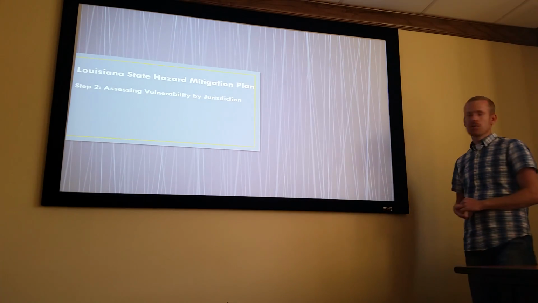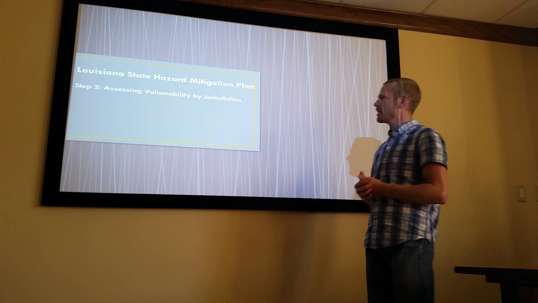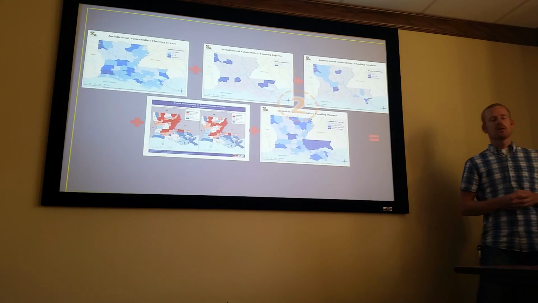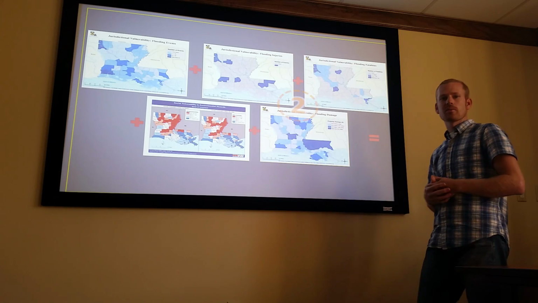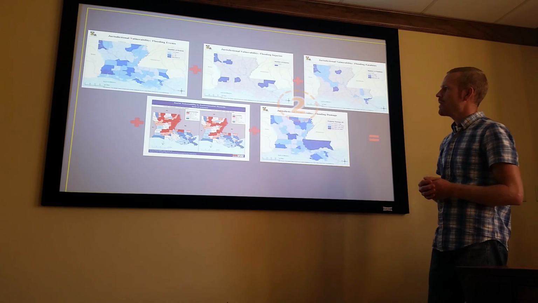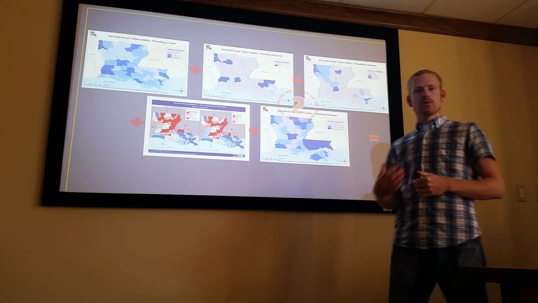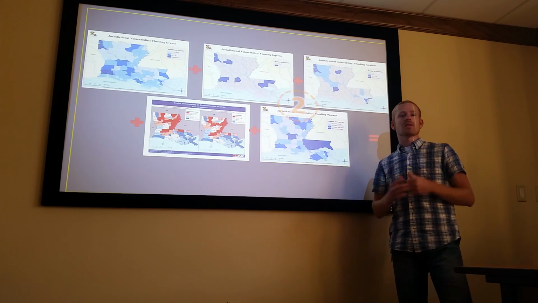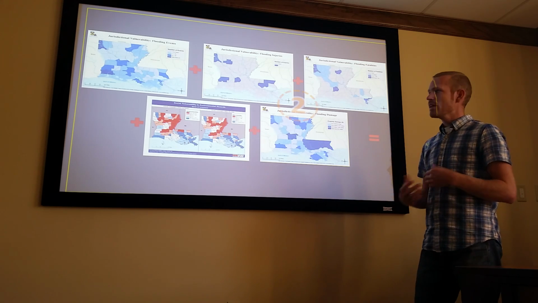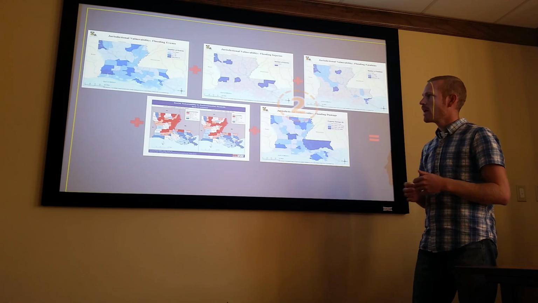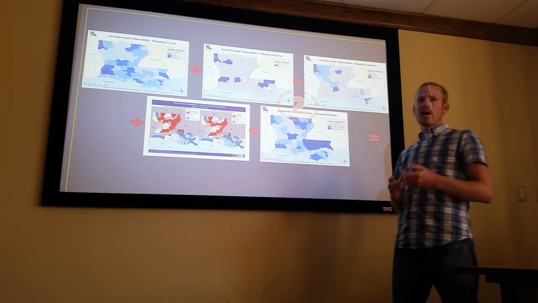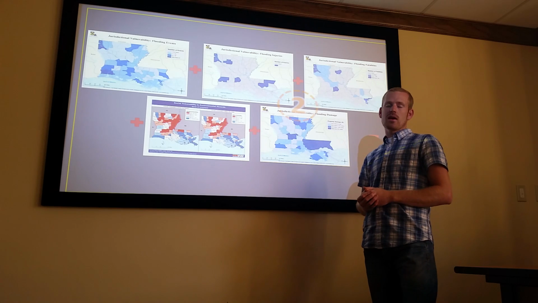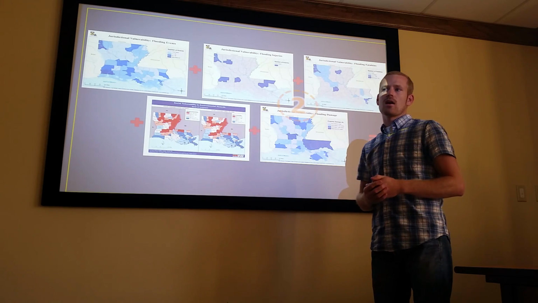So looking at step 2, we're going to talk about assessing vulnerability by jurisdiction. We'll go back to some of those maps and talk about how we are going to assess vulnerability. This is one of the major things that we created with the Louisiana State Plan: trying to quantify risk at the parish level. This is something that really hadn't been done before, and it's usually a little abstract. You know, we'll say, oh, there's this many flood events in this parish, so we think that they're a high risk.